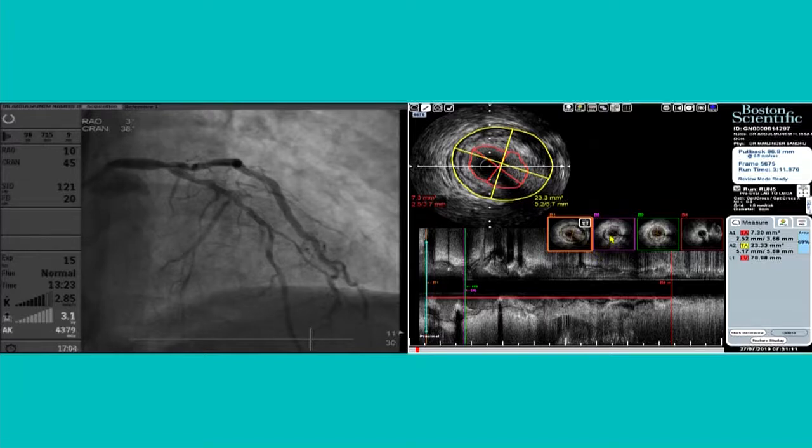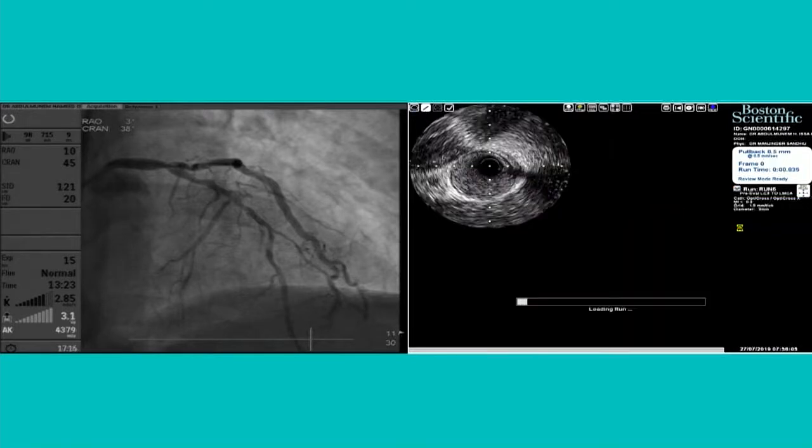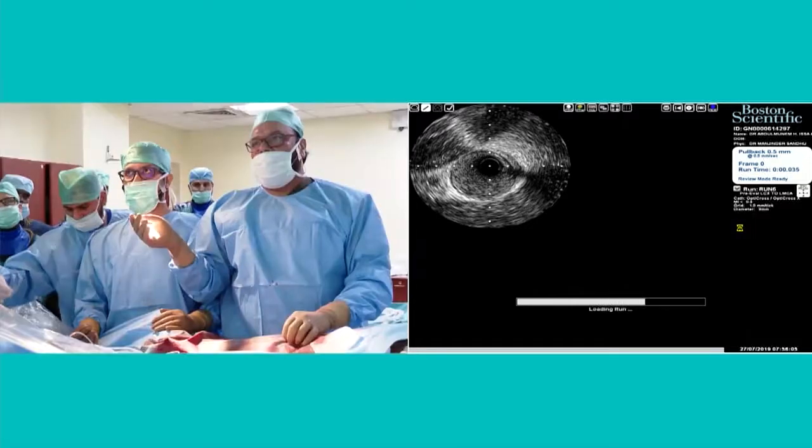And I don't know about the size of the circumflex. What is the size of the circumflex? The circumflex is 3.5, 3.6, the proximal circumflex. Okay. Show the circumflex, please. So the IVUS. So what is your strategy in this case? A dedicated bifurcation stenting. And what is the bifurcation stenting strategy here? Are you planning for a DK crush, a mini crush, or a TAP?